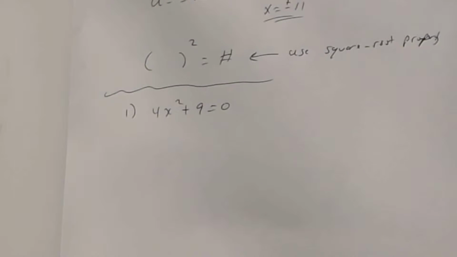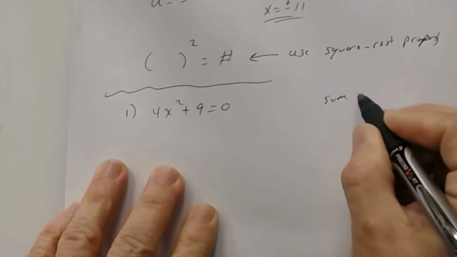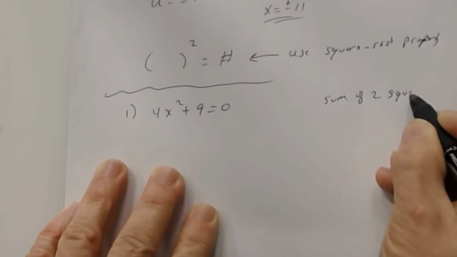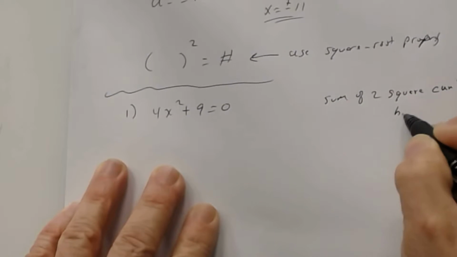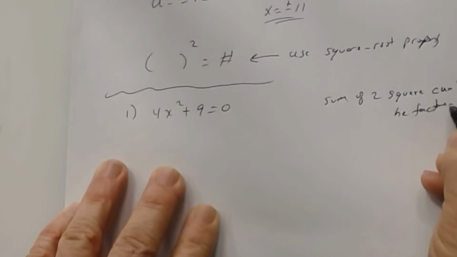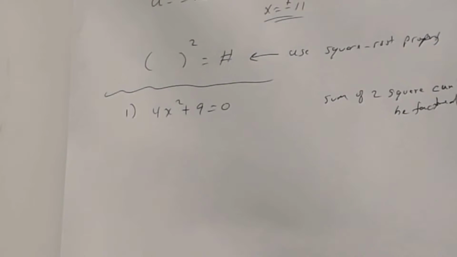Now, if that was 4x squared minus 9, then it would be. But that's 4x squared plus 9. Remember, that's the sum of two squares. Last semester, you learned that the sum of two squares cannot be factored. Remember that? So you wouldn't be able to factor this. The other method would be using the quadratic formula. But we haven't talked about the quadratic formula yet. Now, you had it last semester, so you could do this using the quadratic formula.